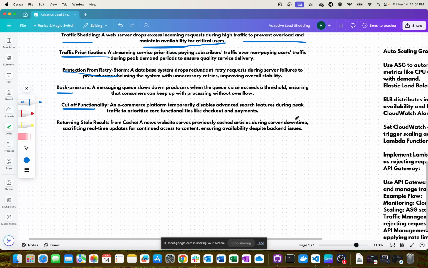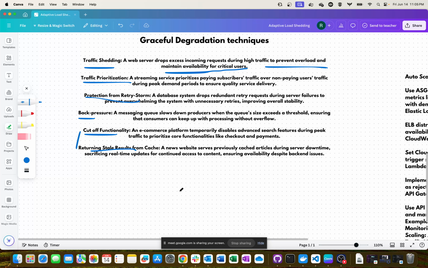Something like OpenAI is expensive. So your system was earlier querying OpenAI, now it's just querying the database and giving you back responses. You are hot wiring these things in the code, returning stale results from cache. This is something that I already said, it's kind of the same as cutoff functionality. So these parts are clear to you guys?